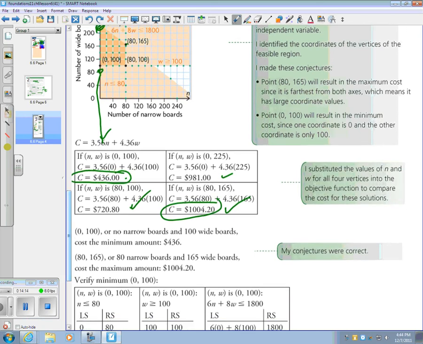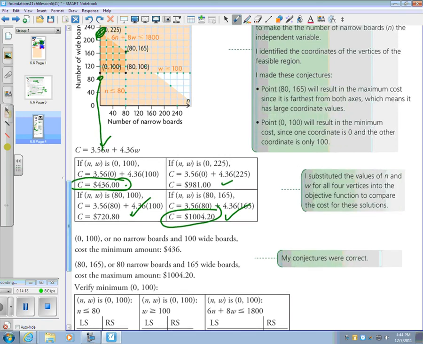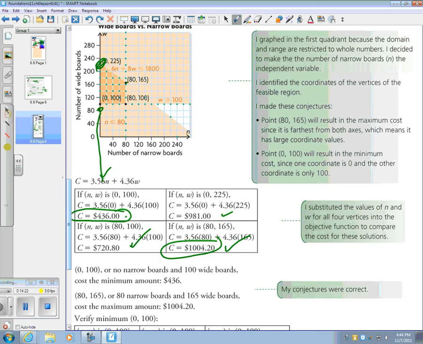Okay, and they had a couple conjectures. They said that this top one right here is going to be the maximum, and this one was going to be the littlest, because they said since it's the farthest from both axes, which means it has the largest coordinate values, we're going to put in the biggest numbers here and here. And they said, well, this one they thought would be the smallest because we're going to put a 0 in right there. Okay, that was their conjecture, and their conjecture was correct. Good conjecturing. Okay, so they said here is the minimum, here is the maximum.